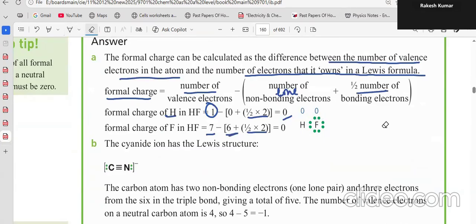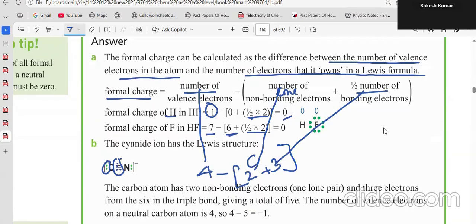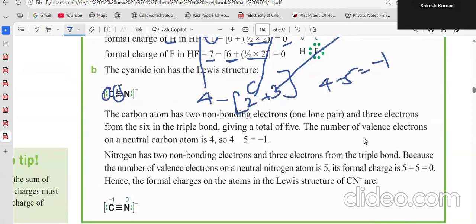CN minus, this is a nucleophile. So let us look at carbon. Carbon initially had 4 electrons. Now the number of non-bonding electrons here is 2, so 4 minus 2. What about the bonds? There are actually 6 bonding electrons here, so half of 6 is 3. So it becomes 4 minus 5, which is minus 1. So carbon is having a negative charge. Even though the minus is written outside, think of carbon as having the negative charge.